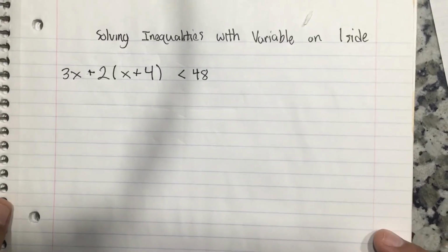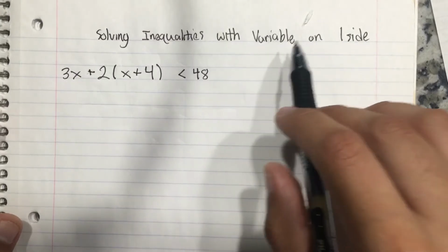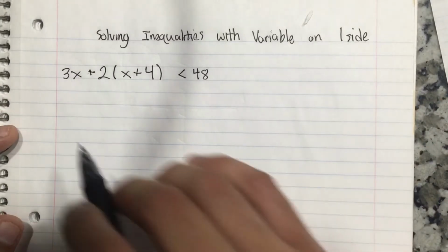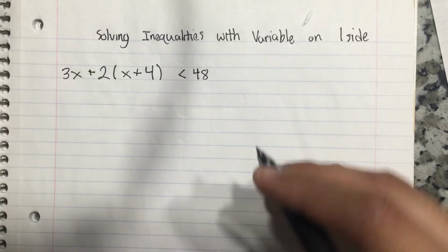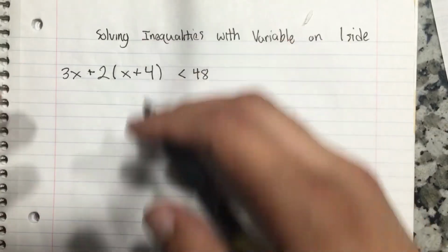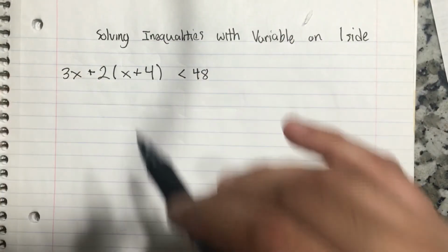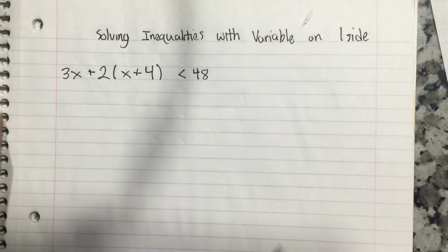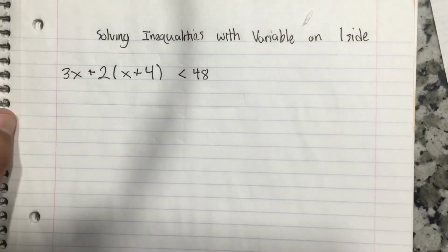Alright guys, so today I'm making a small video on solving inequalities with variables on one side. Now, first off, you gotta make sure that both expressions are simplified as much as possible. So if we notice here, we have to use distributive property and most likely combine like terms afterwards. So we're gonna work this out and then we're gonna go back and write each step.